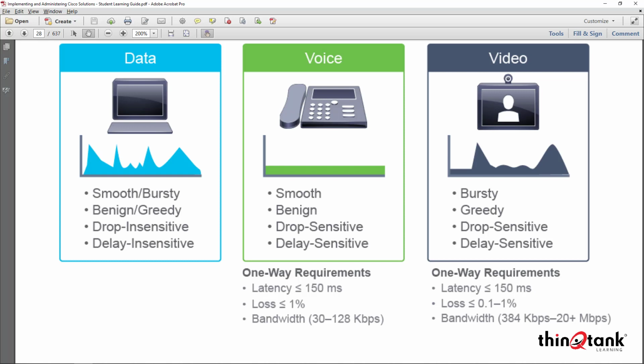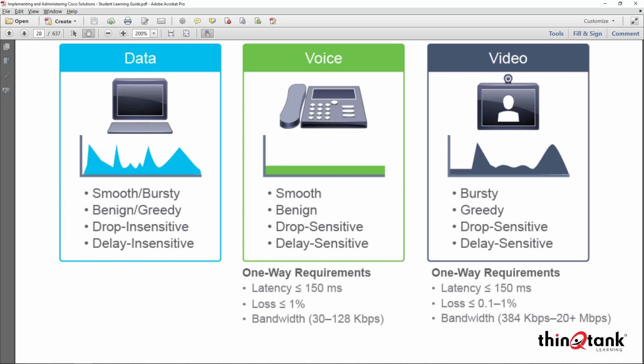So that's not really, in the overall scheme of things, a very large amount of data that has to be processed. But voice, because it is real time, I'm having a two-way conversation with somebody, cannot be delayed or retransmitted because that would affect the overall conversation. So real-time voice has some very specific requirements in how it gets handled on the network. 150 millisecond one-way delay, the latency less than 150 milliseconds, less than 1% packet loss.